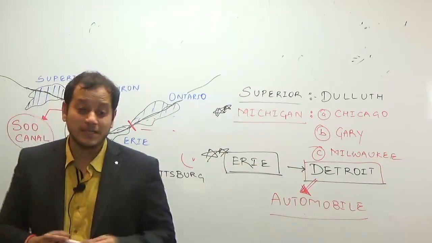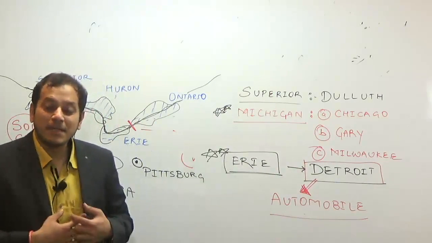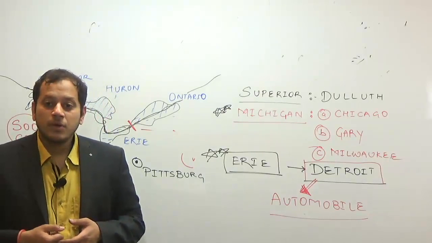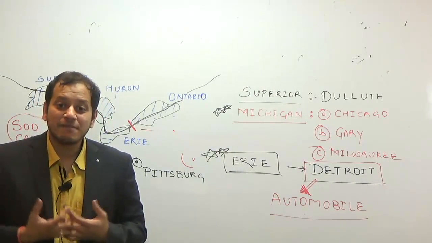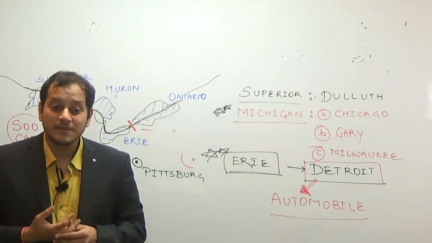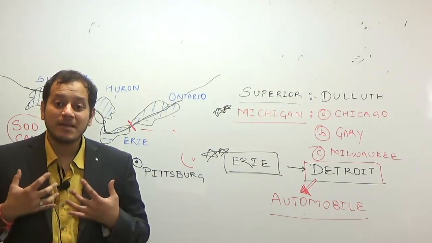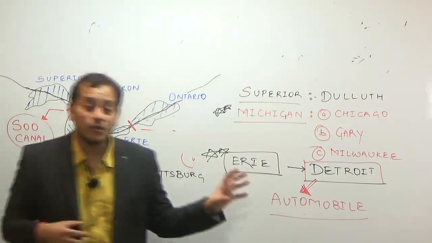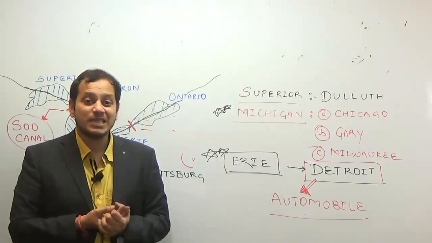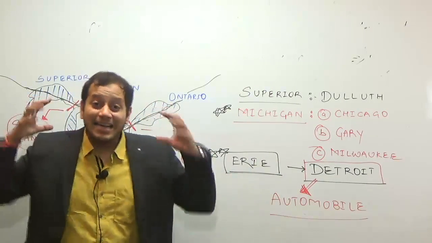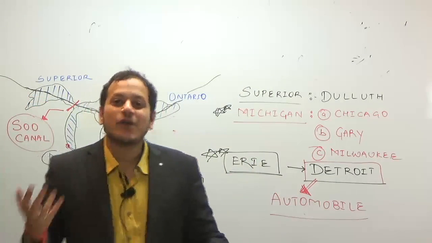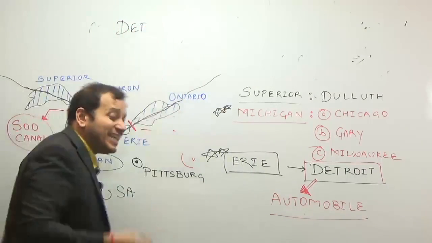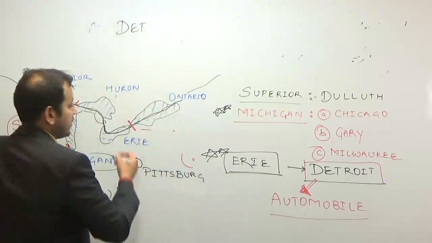Automobile capital, automobile industry. Which is the famous car company from USA? Ford Motors. Ford Motors is the famous car company from USA. So Detroit, remember, is Ford Motors. Automobile industry. And if I ask you, which is the Detroit of India? The name says which city in India is famous for automobiles.